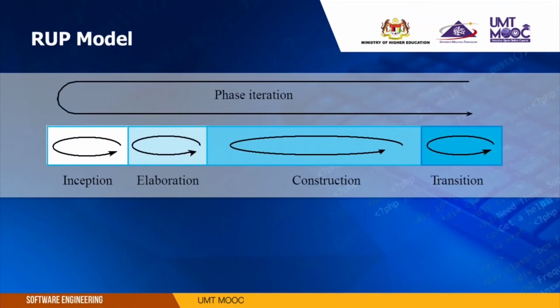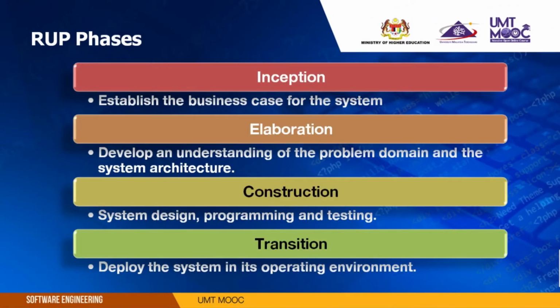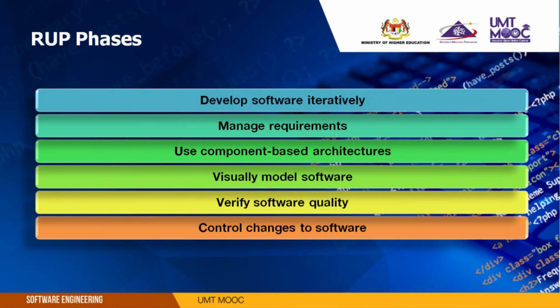The RUP is a phase model that identifies 4 discrete phases in the software process. But unlike the waterfall model, the phases in RUP are more closely related to the business rather than technical concerns.